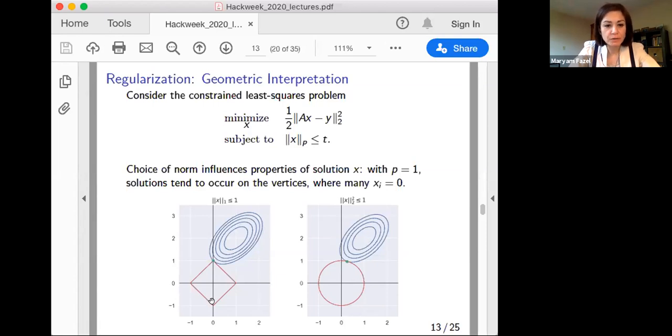We see that the choice of norm can influence the properties of the solution. With one norm, the solution tends to occur on a vertex, like this green point here, where many of the entries of X are 0. In this case, one of the two components of X is 0. With two norm, however, the same thing will result in this green point, and the solution typically doesn't land on a vertex and does not yield a sparse solution. So the L1 norm is typically used to encourage sparsity in the vector X.